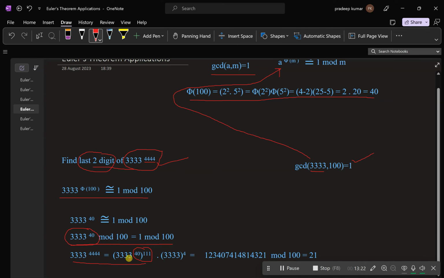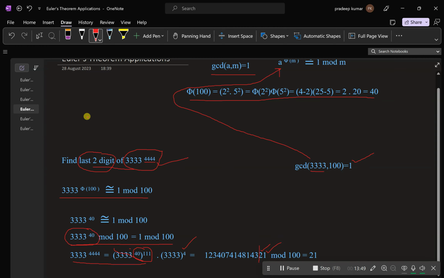See now, I know the answer. What is 3333 raised to the power of 40? This becomes 1, so this entire thing becomes 1, and the only thing remaining is this one. If you take your calculator quickly, you'll get 3333 to the power of 4. And what is the last 2 digits? Last 2 digits means mod 100. If you take it, this is the remainder. So the last 2 digits are 2 and 1, isn't it?